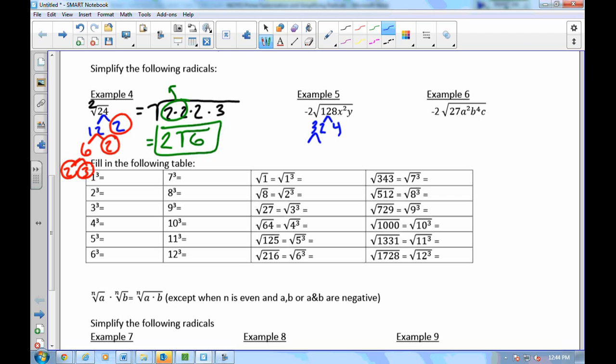Okay, break down all the way to the primes. Right now, on your own, break it down all the way to the primes.